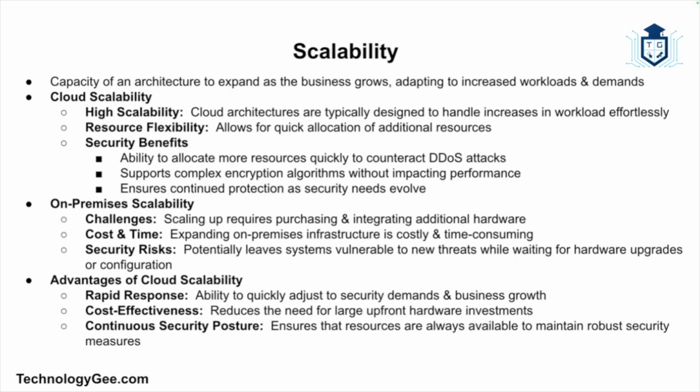Next, we have what is called scalability, and this is the capacity of an architecture to grow as the business expands. Cloud architectures are typically highly scalable and can handle increases in workload effortlessly. This scalability also benefits security as additional resources can be allocated to counteract DDoS attacks or support complex encryption algorithms. Now, on the flip side, scaling up an on-premises infrastructure requires additional hardware, which is both costly and time-consuming, potentially leaving your system vulnerable to emerging threats while you catch up.